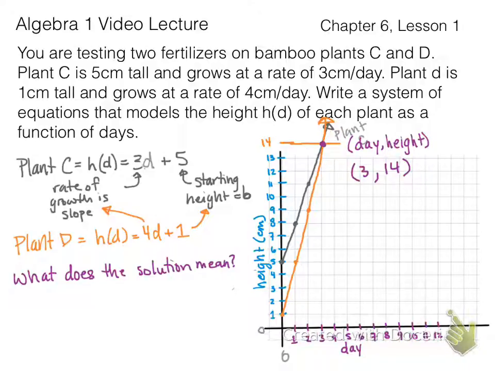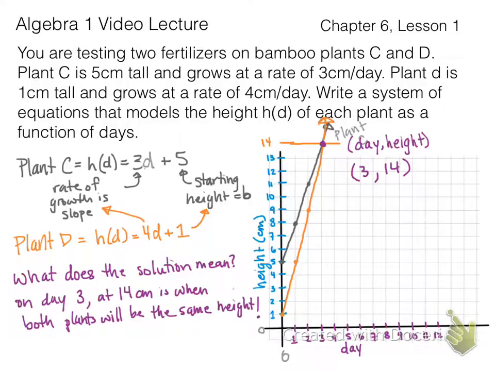So even though they started at different places, they had different rates of growth, they're still going to be the exact same height at one point, right? Now, by day 4, one plant's going to definitely be a little taller than the other, but they're also going to continue to grow. And there will never be another point in these plants' lives where they will be the exact same height on the same day. Okay, so again, on day 3, at 4 centimeters is when both plants will be the same height. Pretty cool, huh? Yeah, you can just visualize that bamboo growing.